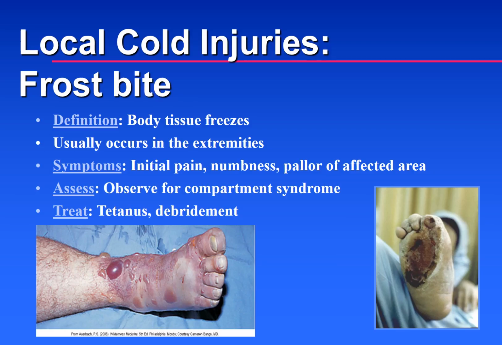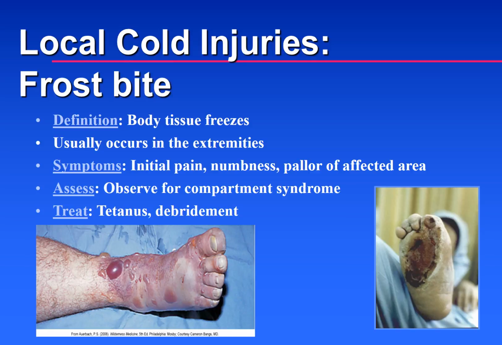Okay, now local cold injuries, frostbite. Definition of frostbite is the actual body tissue freezes. There's frostbite and frost nip. Nip is when it's just superficial freezing, not actually down into the tissue. It's easily reversible. Frost nip versus frostbite. It usually occurs in the extremities. Symptoms initially is very painful, leading to numbness and getting pallor, loss of color.